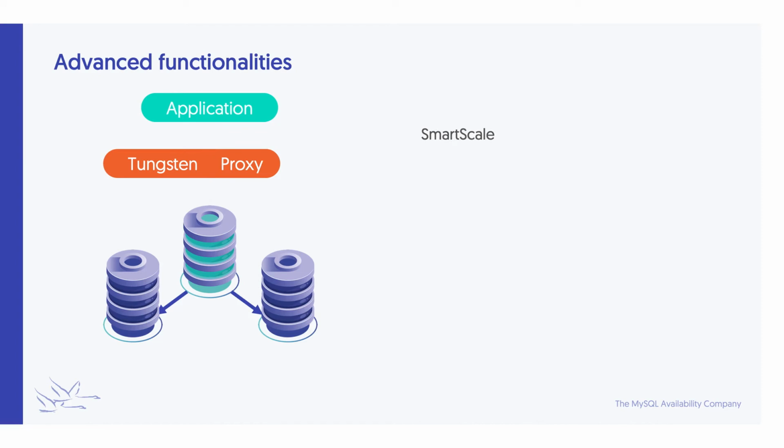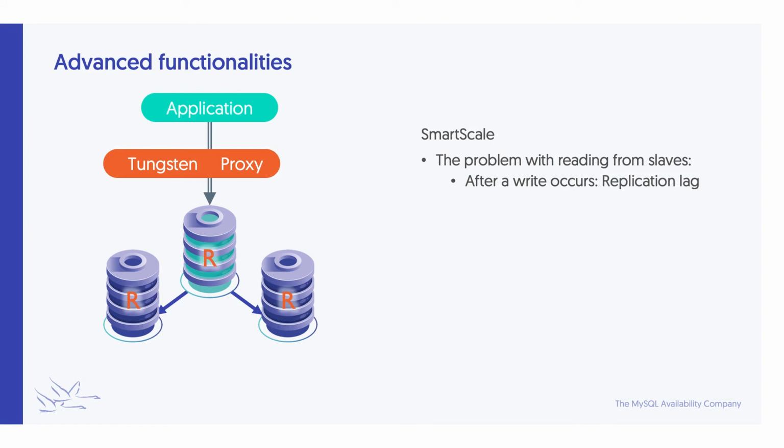A second feature that we provide that is pretty popular is Smart Scale. The problem that Smart Scale solves is the issue that you have with all main clustering solutions. When a record is written to the main database, to the master, there is a little lag, a little delay before the information hits the slaves.